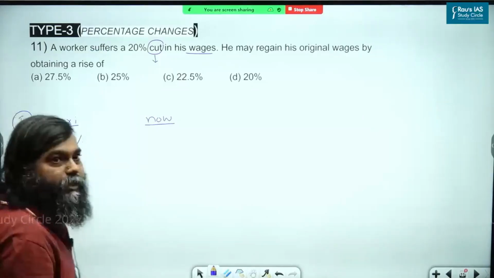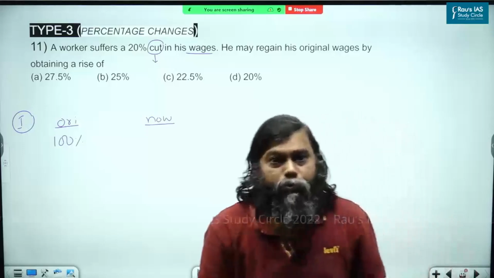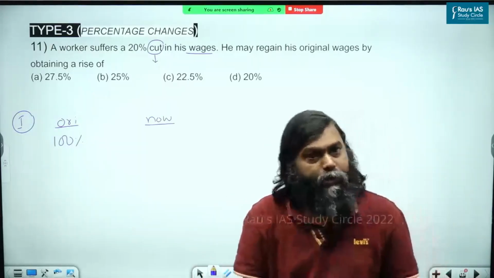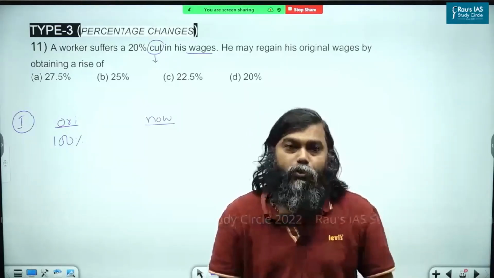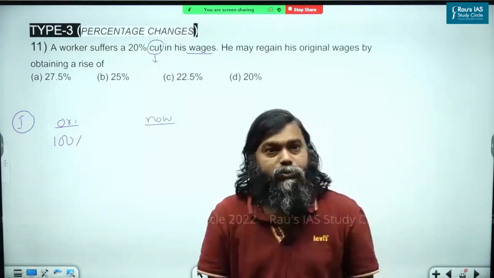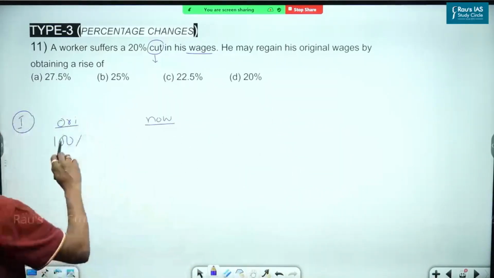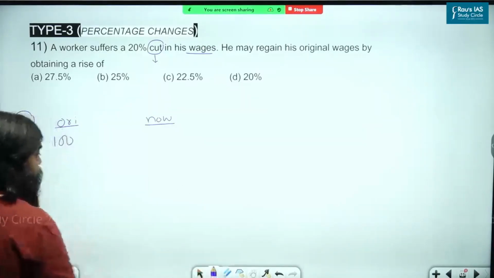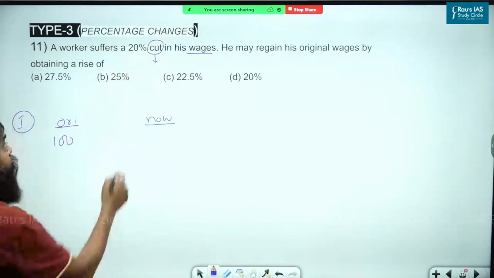Entire in CSAT, if any variable you don't know, don't ever invent X or Y like that. 90% of the topics don't use the formula. Listen carefully. So I am assuming my original is 100% or 100, whichever you feel convenient. What happened to your wage now? 20% decreasing. 20% of what?